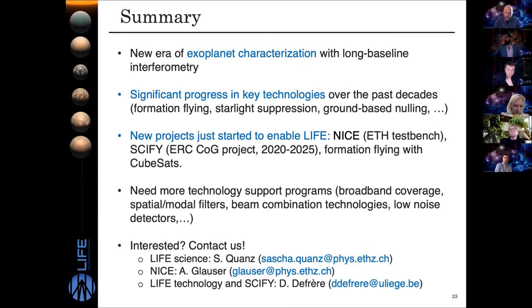And for that, we need to work on spatial and modal filters, the beam combination technologies, and to get better detectors. So if you are interested in contributing to one of these topics, please contact us. I put the email of Sasha for the science, Adrian Glauser for the NICE ETH test bench, and myself for the technology or the nulling VLTI instrument.